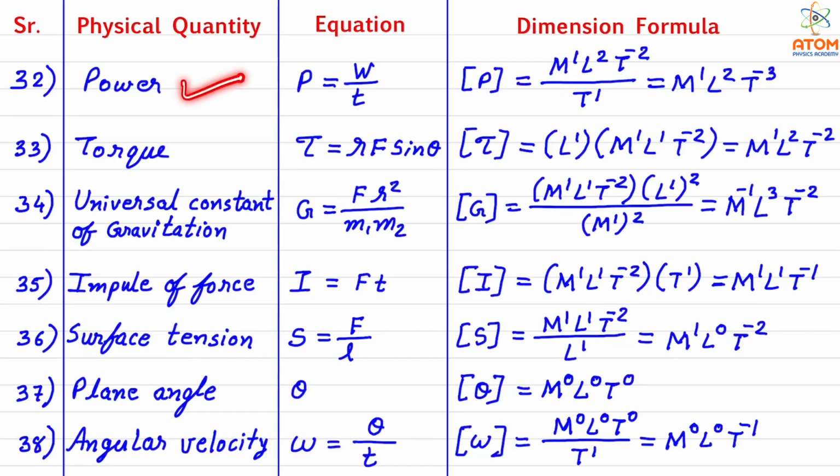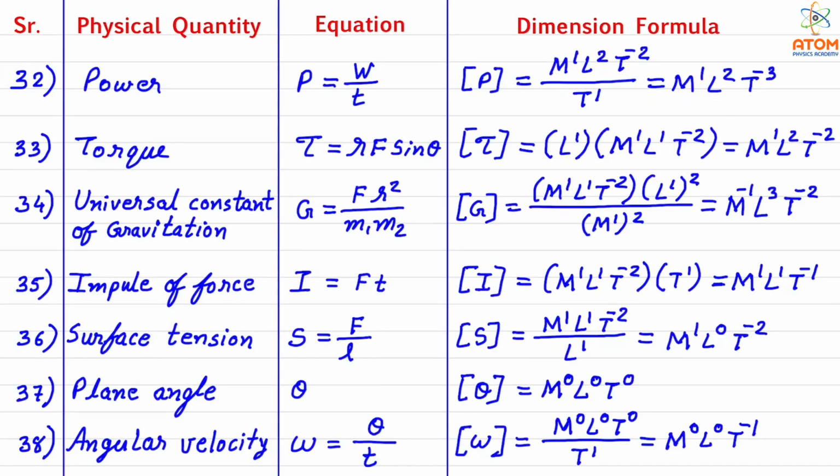Now power. Power P is equal to W upon T. Work per unit time is known as power. So it is work W upon time T. For work, the dimension formula is M1 L2 T minus 2. For time, it is T1, and so you will get M1 L2 T minus 3.